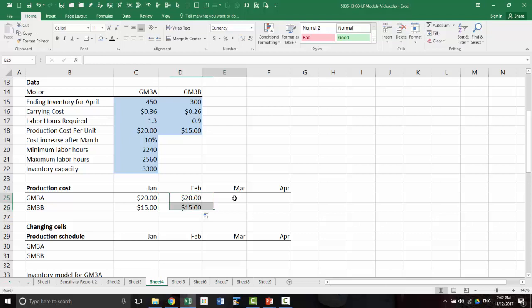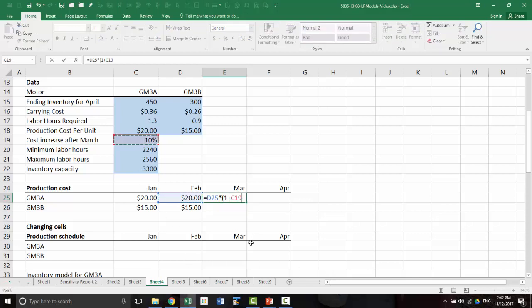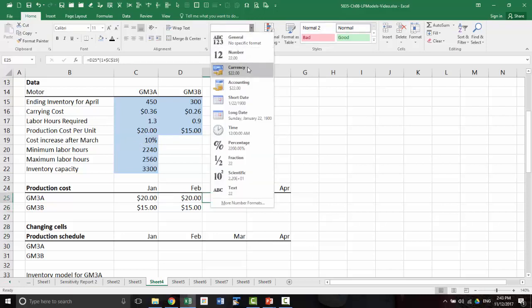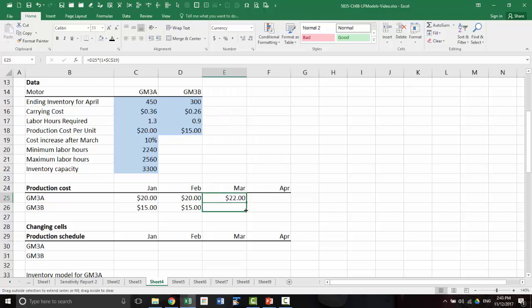Okay, but come March, it will be that times 1 plus, it's going to go up by 10%. Right, so make that absolute reference. So that'll be $22. Okay, copy that down. Now we can't copy it across like that, because then you will increase March cost by 10% in April again.